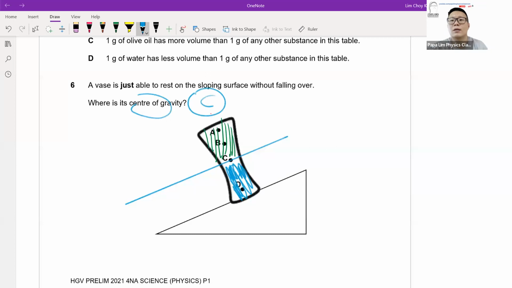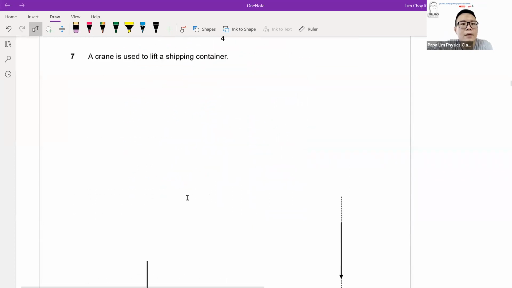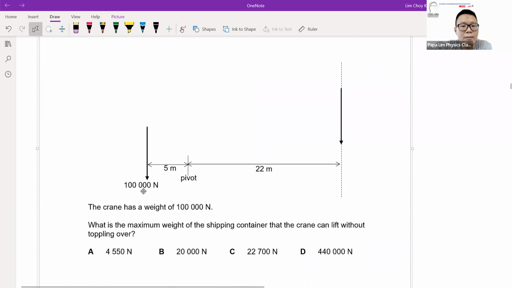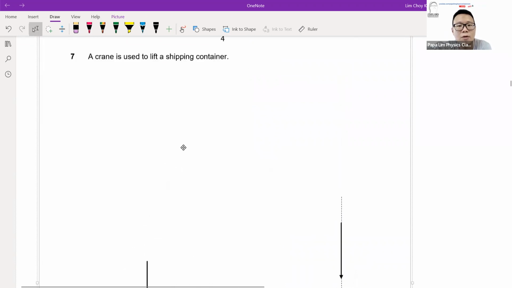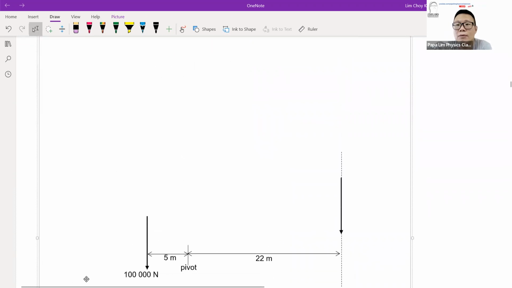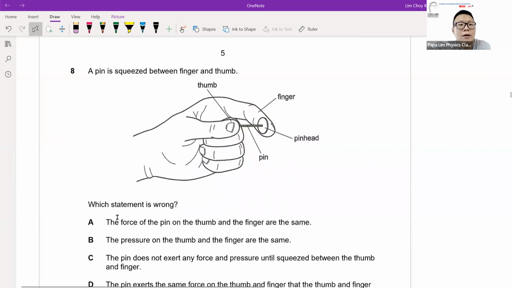At point C, the mass of the object is equally distributed on all sides, to be exact. Question 7, I don't have the question, but I believe it is a clockwise moment. Once I have the questions, I will get back to you. Now, question 8 is a common question. I think I've done it in the prelim paper.